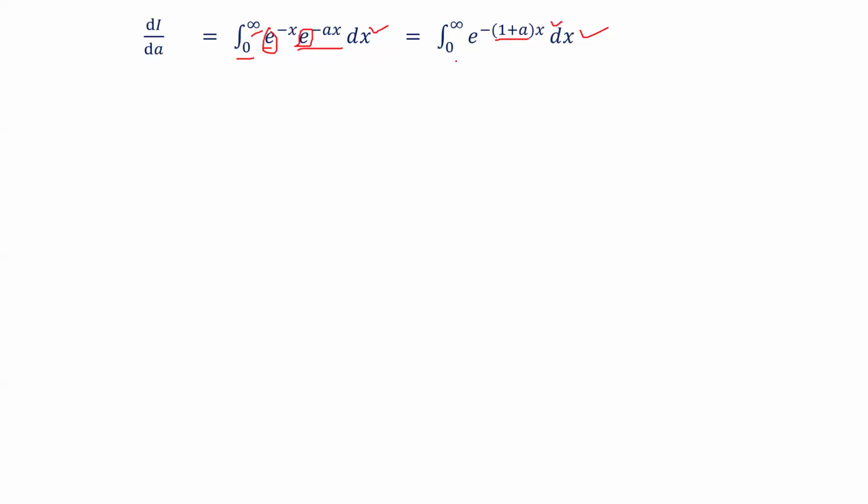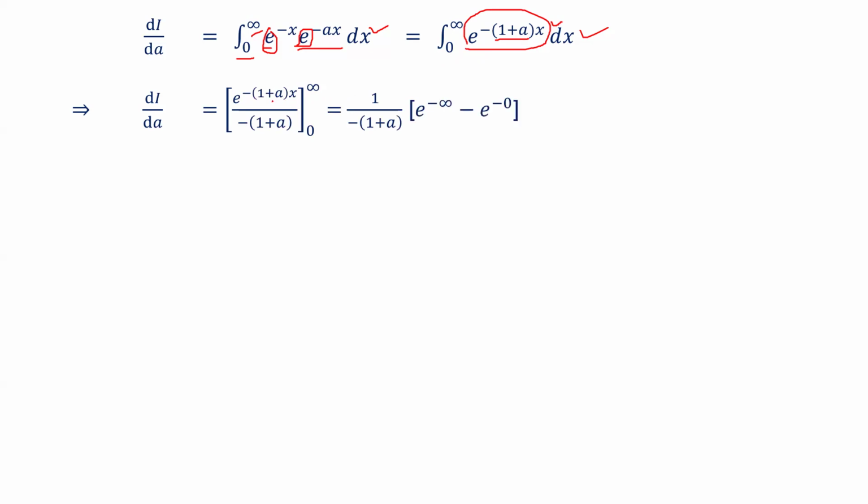Now we have to integrate this part. What is the integration of e to the power ax? It is nothing but e to the power (minus 1 plus a)x, whole divided by minus of (1 plus a), under the limit 0 to infinity. So we can take 1 upon minus 1 minus a, or 1 upon minus of (1 plus a), outside.